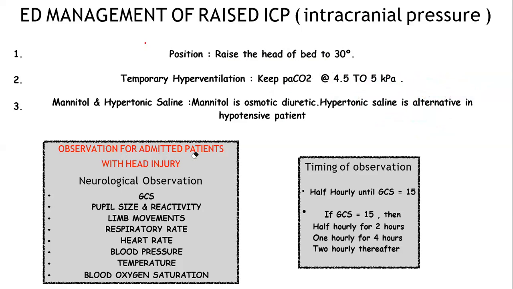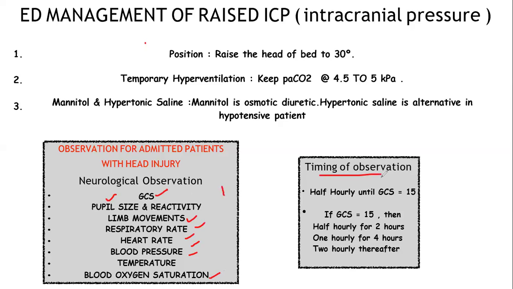Okay, observation for the admitted patient with a head injury. You have to do neuro observation. What comes under neuro observation? You have to frequently assess the GCS of the patient, check the pupil size, pupil reflexes and reactivity to light, limb movements, respiratory rate, heart rate, blood pressure, other vitals, and oxygen saturation, and prevent the patient from secondary brain injury.